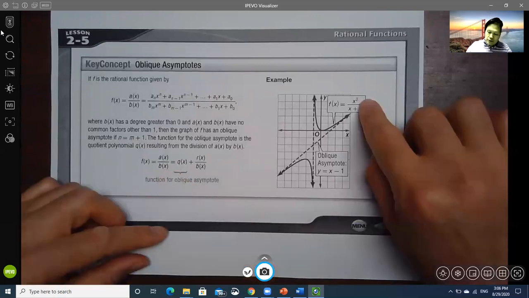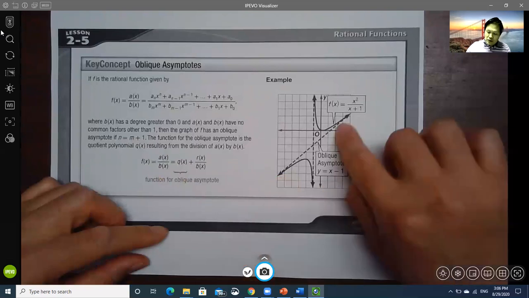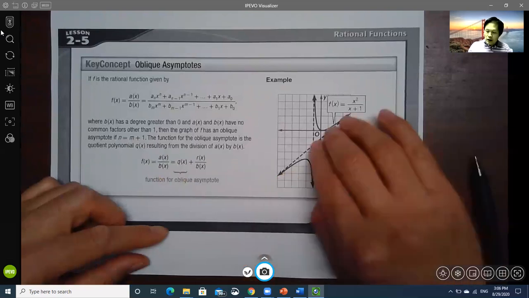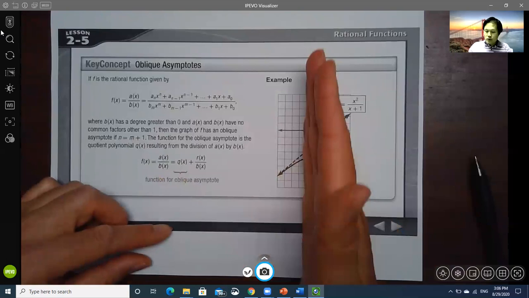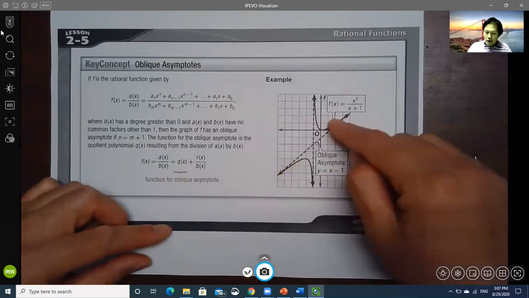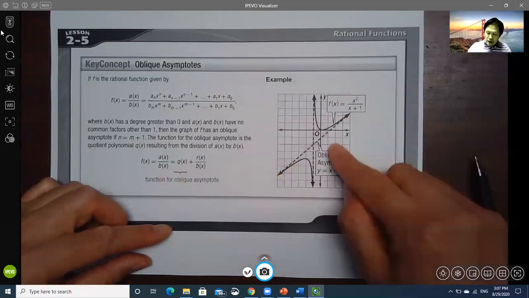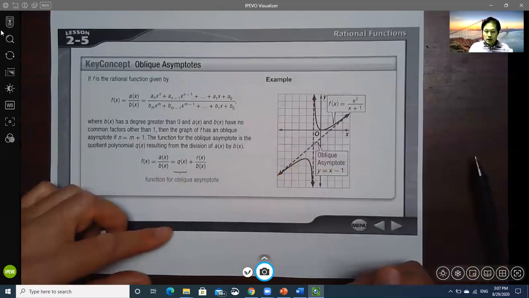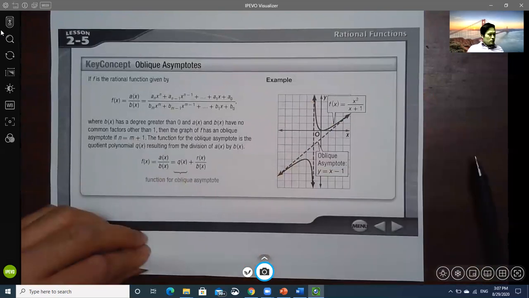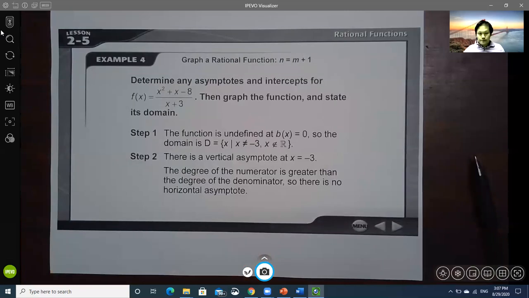An example of that would be a slant asymptote something like this, an oblique asymptote. And you might have a vertical asymptote, then your graph would look something like that, or like that, depending on the equation. So let's take a look at it.